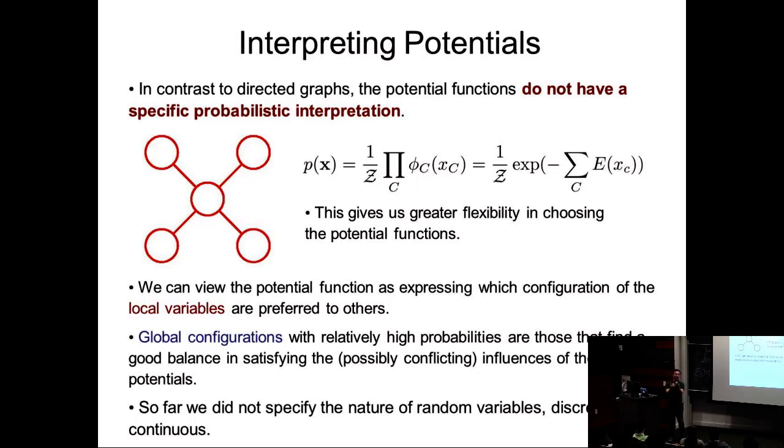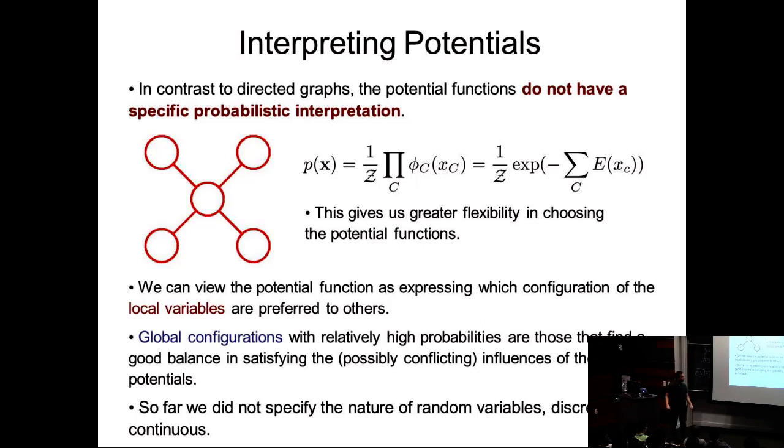Obviously, sometimes this constraint will be violated, because if you have an edge, then all of a sudden the intensity of the pixel changes. So some constraints are going to be violated. And global configurations of all of these random variables with relatively high probabilities are going to be those that find a good balance in satisfying these local constraints, which are possibly conflicting. Because if all the constraints are satisfied, then there's nothing interesting.